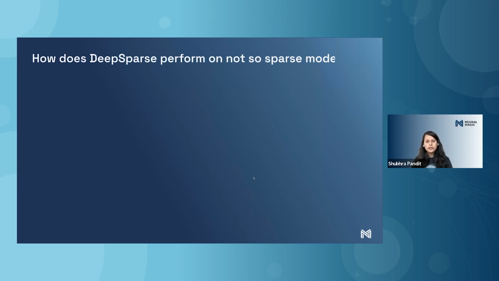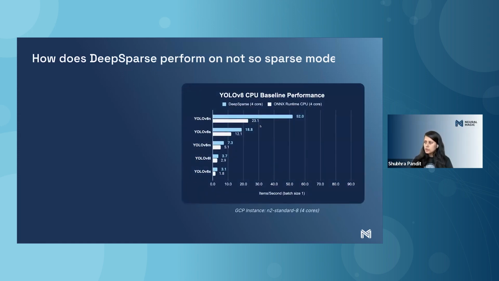So here, we'll take a look at how, by running these baseline unsparsified YOLOv8 models on our DeepSparse engine, we already see some performance gains, as we read previously, when compared to running these models with the ONNX runtime. So in the blue here, we have the baseline YOLOv8 models running on our DeepSparse engine, compared to the bars in white, running on the ONNX runtime, and they're both running on a 4-core CPU. So the DeepSparse engine already gives you a lot of performance benefit.